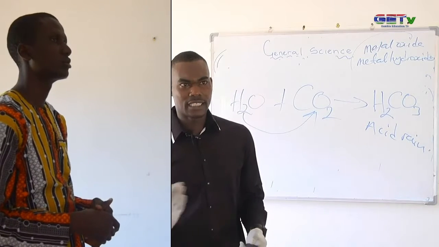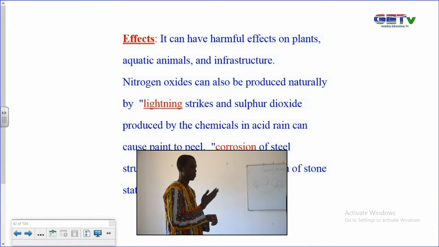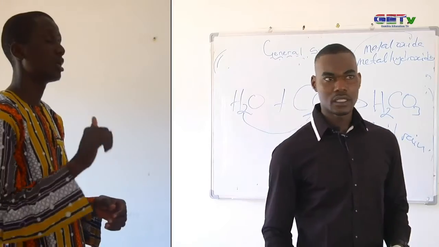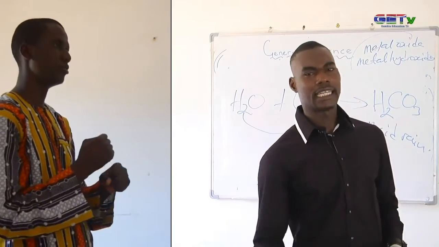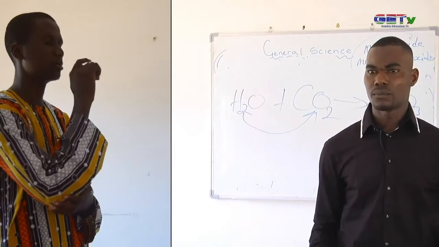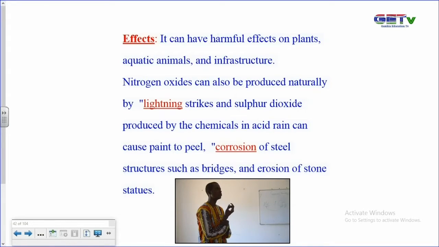What are the effects of acid rain? What can acid rain cause, actually? It can have harmful effects on plants, aquatic animals, and infrastructure. Acid rain can cause harmful effects on the life of plants. In an area where you have too much acid rain falling, normally the plants will be killed by the acid, and that's not good for the environment and for people in general and for the animals.